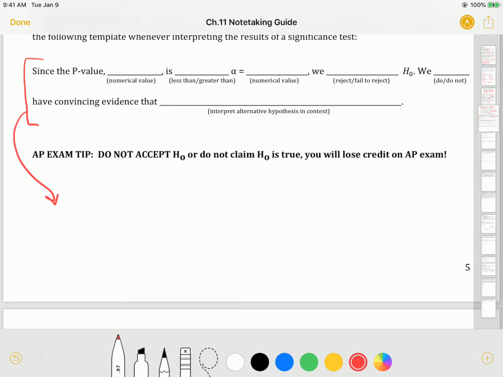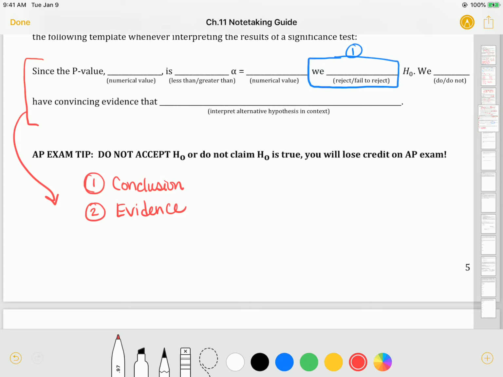concluding an inference test. The first thing is what we call a conclusion. And that part is going to be this part here, number 1. We either reject H0 or we fail to reject H0. We're making a conclusion. Number 2 is we need evidence. And remember that the p-value is our evidence. This number, this probability number, whether that is low or high, is our evidence. So this statement right here is going to serve as our evidence.